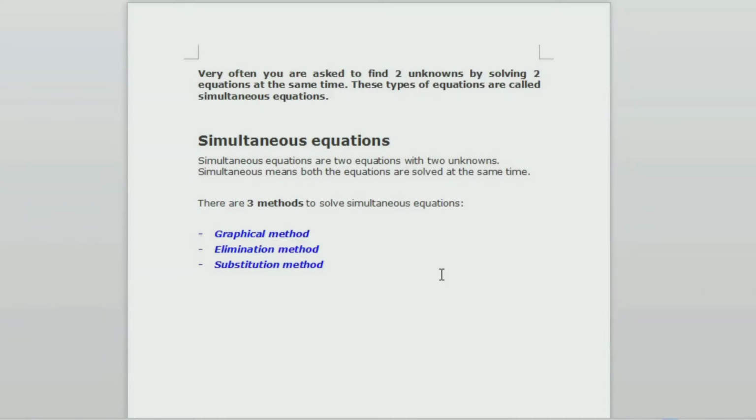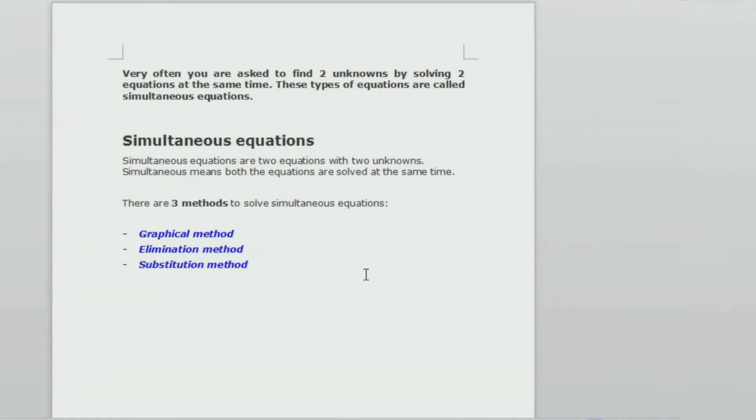Very often you are asked to find two unknowns by solving two equations at the same time. And these types of equations are called simultaneous equations. Simultaneous equations are two equations with two unknowns. Simultaneous means both the equations are solved at the same time. There are three methods to solve simultaneous equations: the graphical method, the elimination method, and the substitution method.